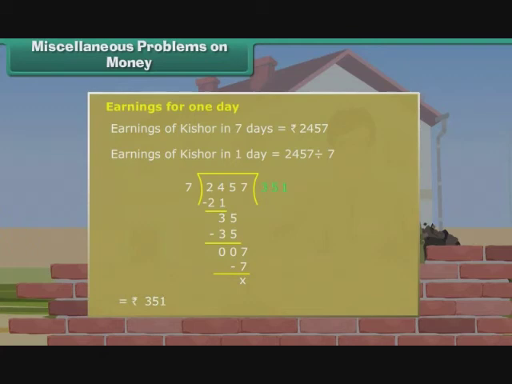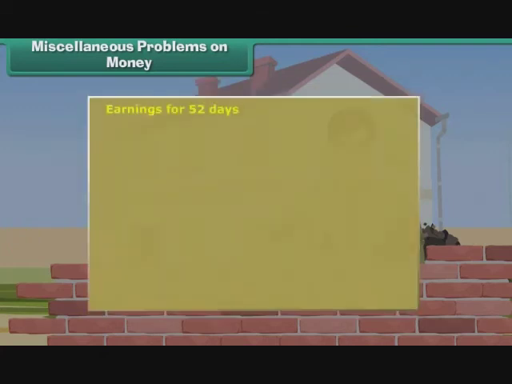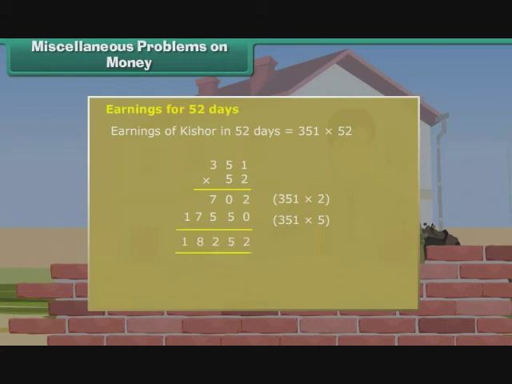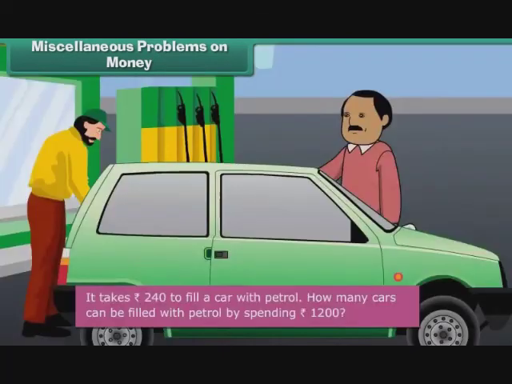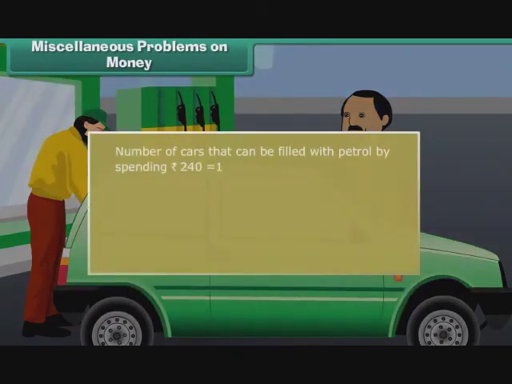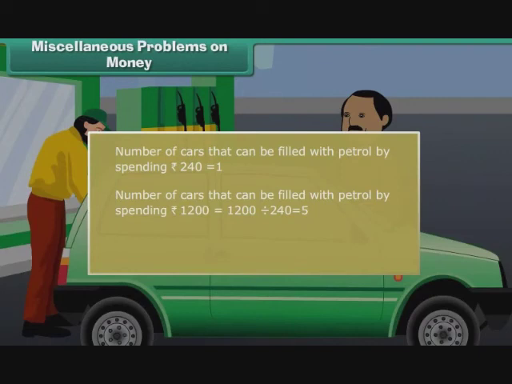Now we work out his earnings for 52 days. Earnings of Kishore in 52 days is 351 into 52, which is equal to 18,252. Therefore, Kishore will earn 18,252 in 52 days. It takes 240 rupees to fill a car with petrol. How many cars can be filled with petrol by spending 1,200 rupees? Number of cars that can be filled by spending 240 rupees is equal to 1. Number of cars that can be filled spending 1,200 rupees is equal to 1,200 divided by 240, that is 5. 5 cars can be filled with petrol by spending 1,200 rupees.